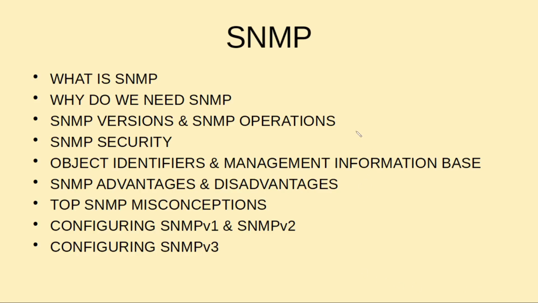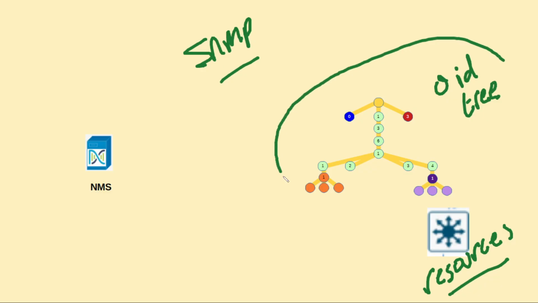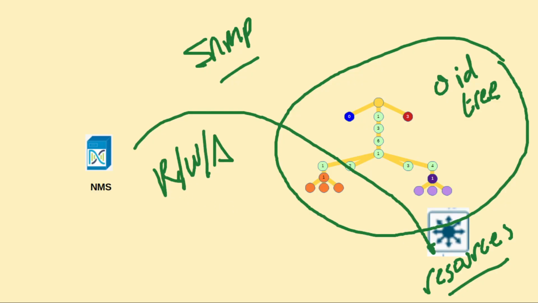We are going to talk now about SNMP operations and SNMP versions. With SNMP, in order to get access to the resources that are connected to a particular device, we first have to go through the object ID tree that lives within that device. So this object ID tree is sitting between us and the resources that live within that device in order to perform read operations, write operations, or receiving alerts.